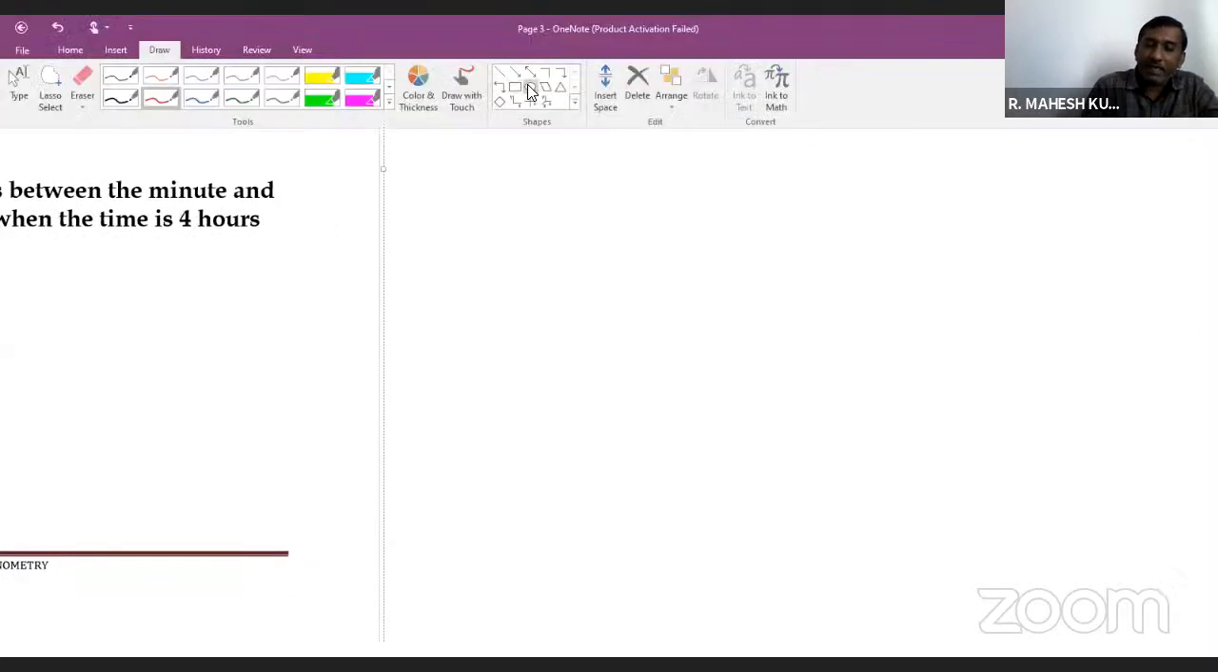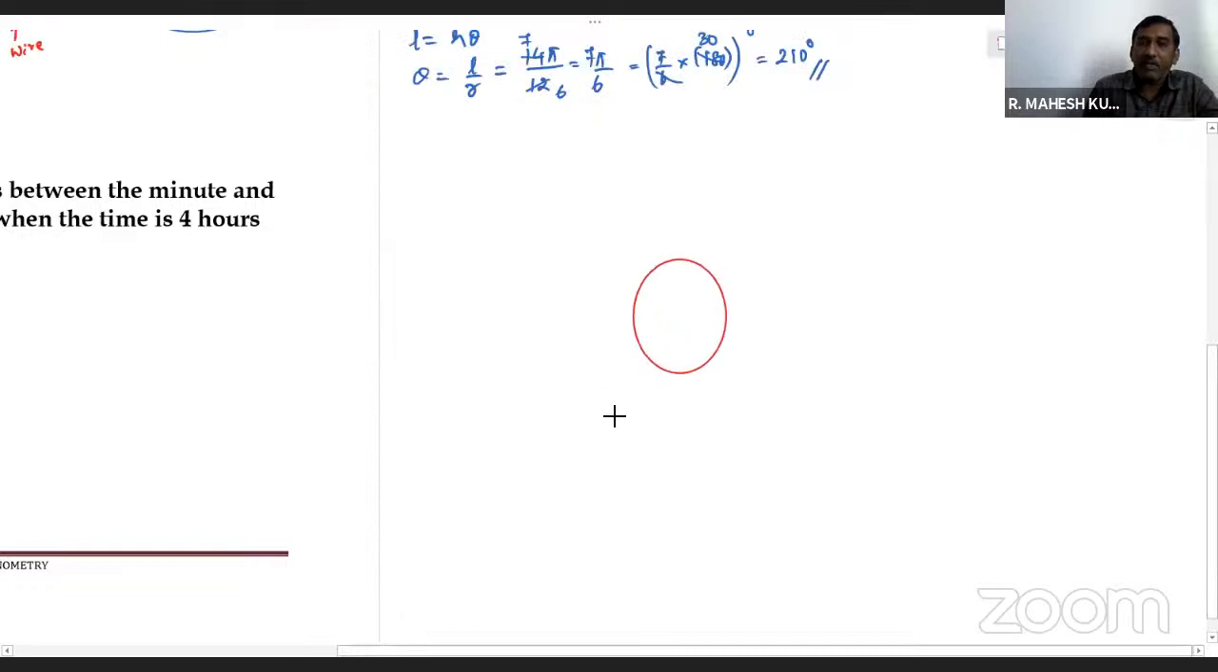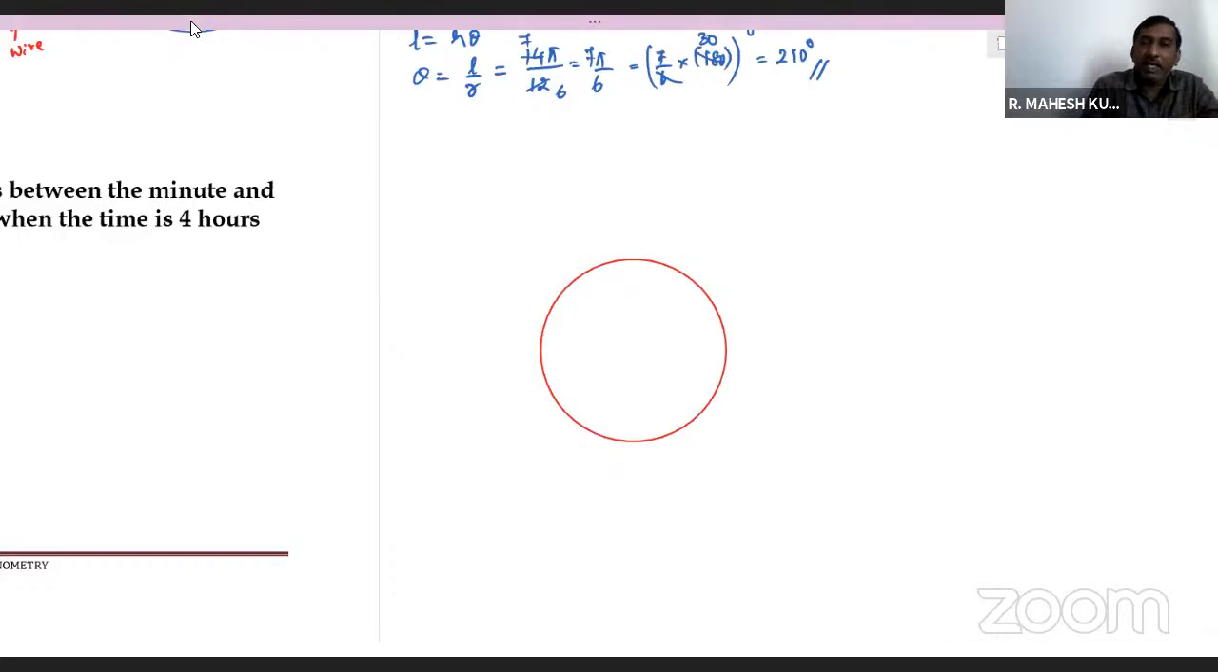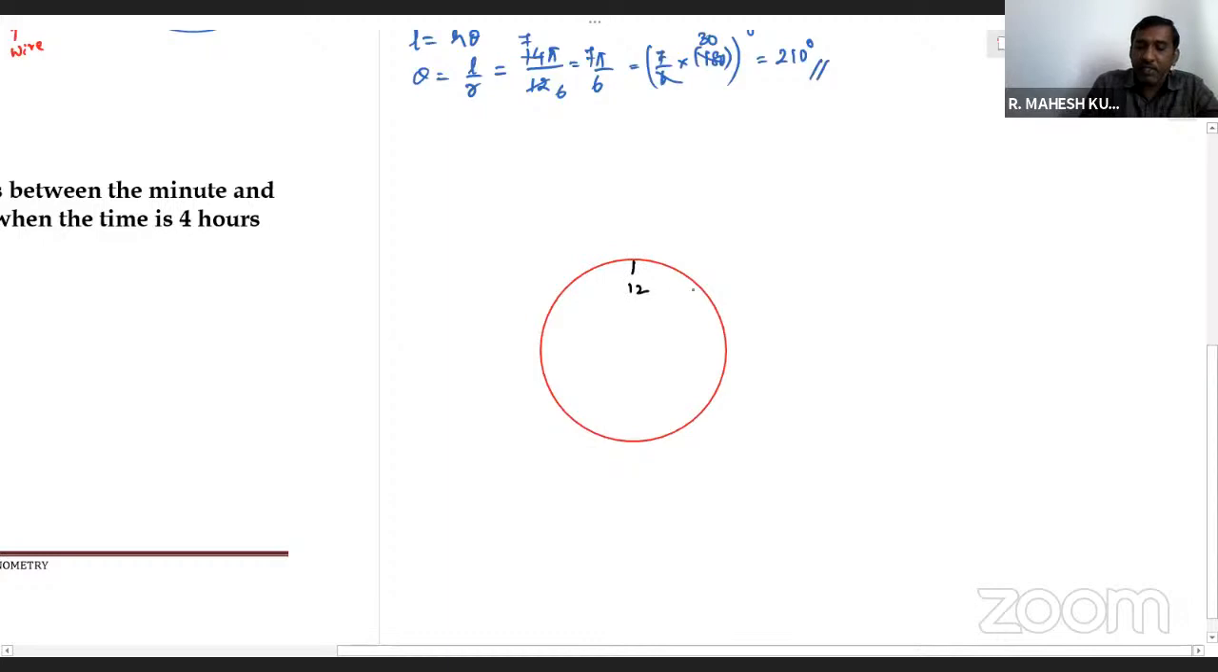You need to remember some results related to the clock. Suppose you take any clock, you know how many digits are contained in a clock. In a clock you have 12 digits, right? So it starts like this: 12, 1, 2, 3, 4, 5, and then 6, 7, 8, 9, 10, 11. So this is going to be the pattern of the clock.